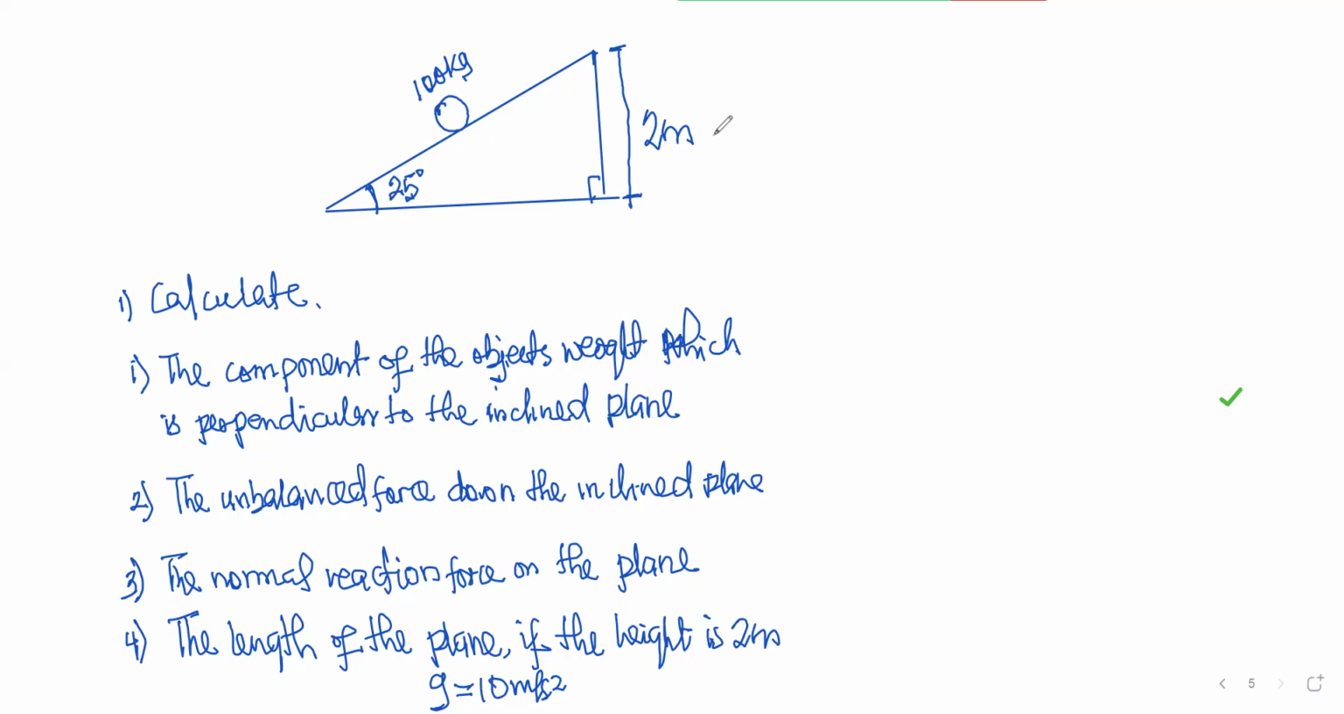Sir, please, 1. What word comes after object? The component of the object. Weight, which is perpendicular, weight. Judah, weight or weight? It's weight. W-E-I-G-H-T. Judah, mute yourself, okay?